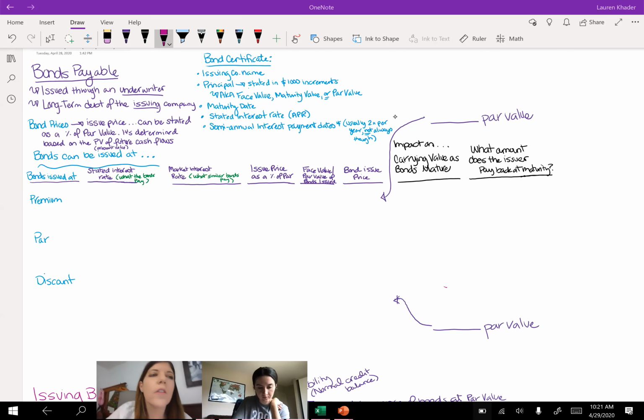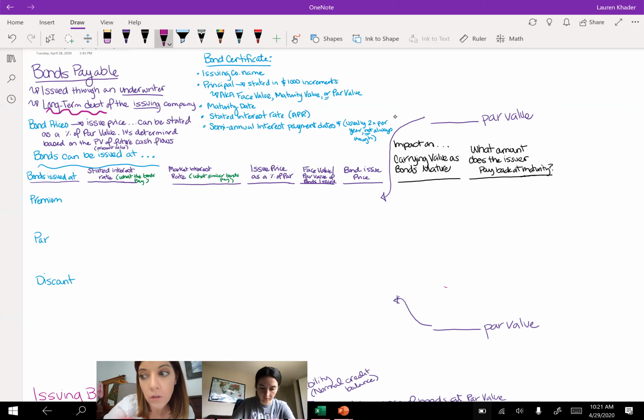For bonds, when we're talking about bonds payable, we're looking at it from the issuing company. So they're issuing bonds to do some sort of project usually. They're looking for funding, and they're getting this funding through bonds. So cash flow is coming in when we go out for a bond indenture and we're borrowing a certain amount. And that amount is going to be considered a long-term debt of the issuing company.